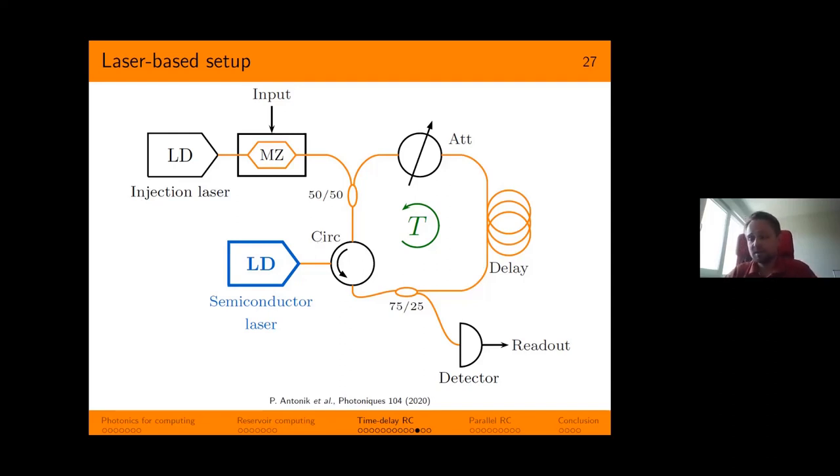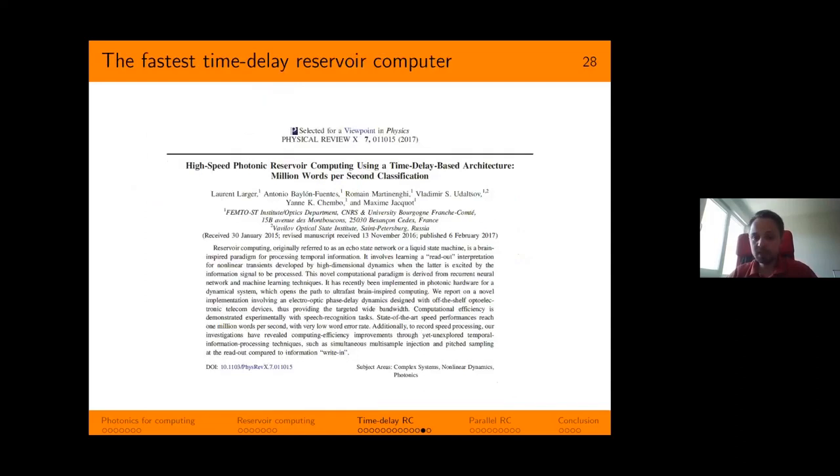And since the laser dynamics is much faster, on the nanosecond scale, we can significantly reduce the delay loop here and pack the same number of nodes in the system. And to the best of my knowledge, a system based on this principle using a laser holds the record on one of the benchmark tasks in optical reservoir computing, which is the recognition of spoken digits. It was published by a team at Besançon, France. They built a system with a delay line of 63 nanoseconds, so very short, much shorter than the 8 microseconds that we used to have in the optoelectronic device.